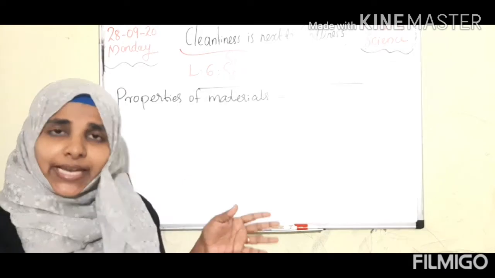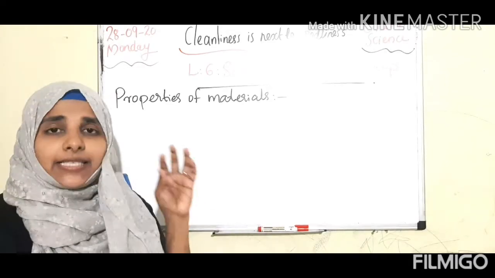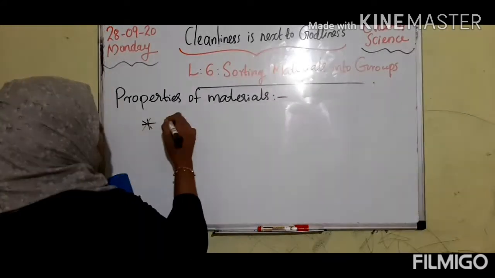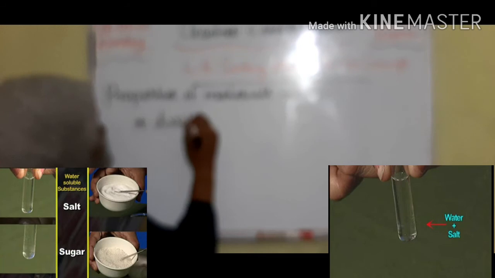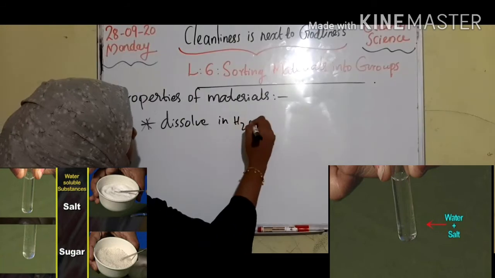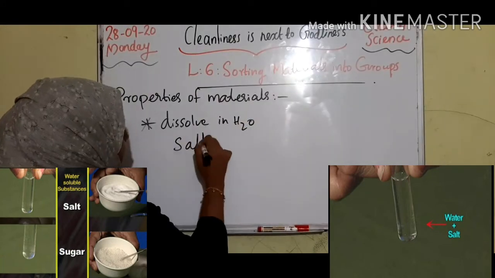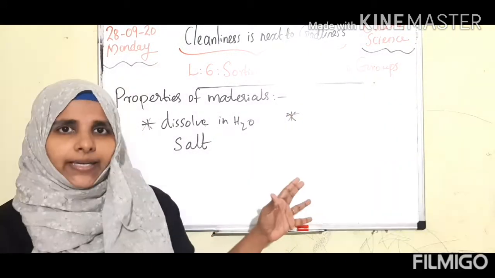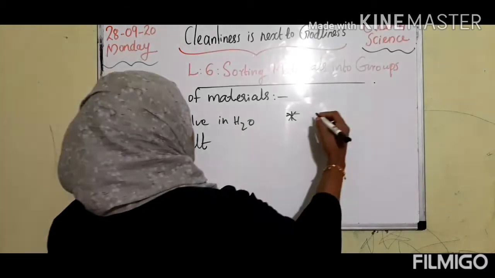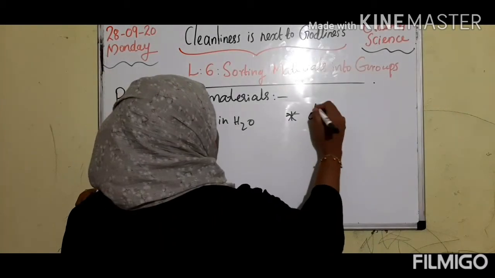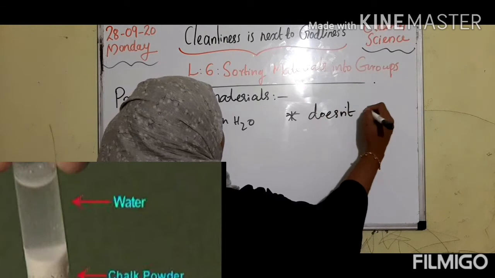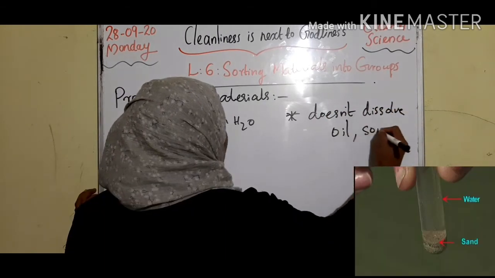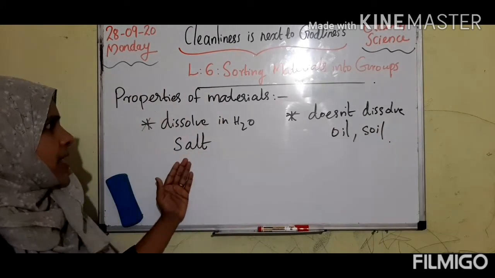From the solubility experiment, we can understand some substances are completely dissolved in water. We can say for example salt or sugar like that. But some substances don't dissolve in water, right? That we saw right now. That doesn't dissolve in water. We can say for example oil or soil like that.